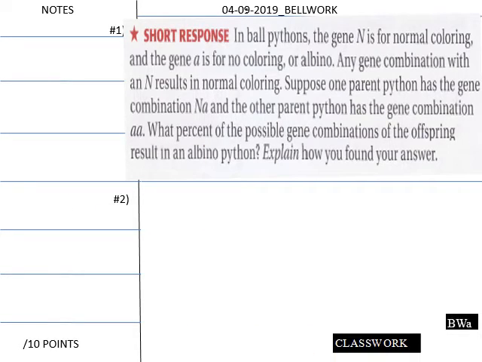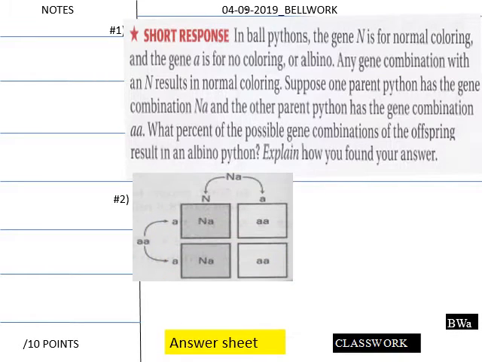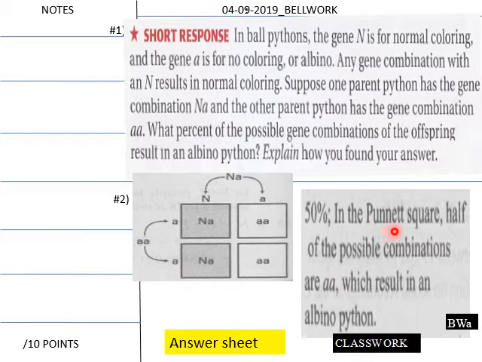Okay, welcome back for the bell work answer. Here is our diagram. We set up a factor box here, NA, and then these are AAs, so this is NA, and then AA, and so on. This is using the factor diagram of factoring trinomials. 50% in the Punnett square, half of the possible combinations are AA, which result in an albino python. So how about that?